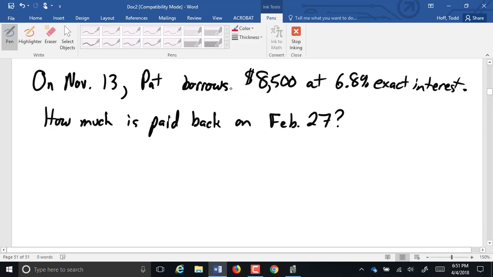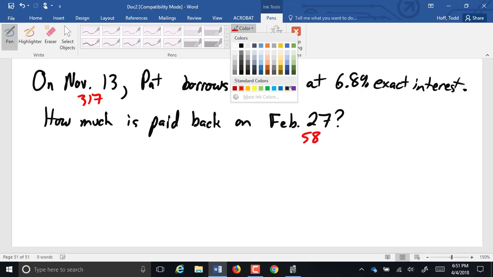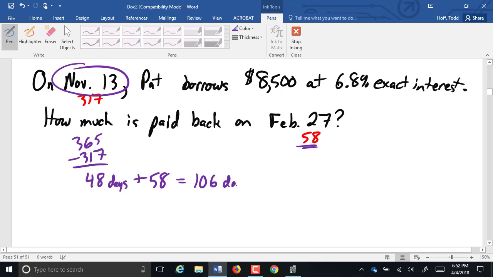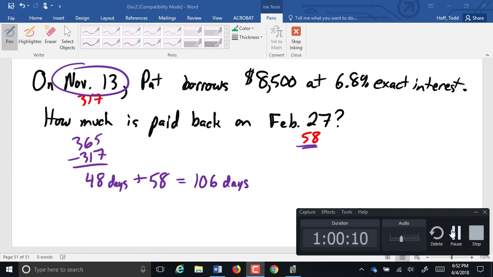What day of the year is November 13th? 317. February 27th? 58. Now, to do this, we've got to take 365 minus 317. That's going from November 13th to the end of the year. That gives us 48 days, right? To that, we have to add the 58 days into the next year, which gives us 106 days. Anybody want me to give them more time to calculate it now that we have the days? Okay, we'll give you another minute or so.